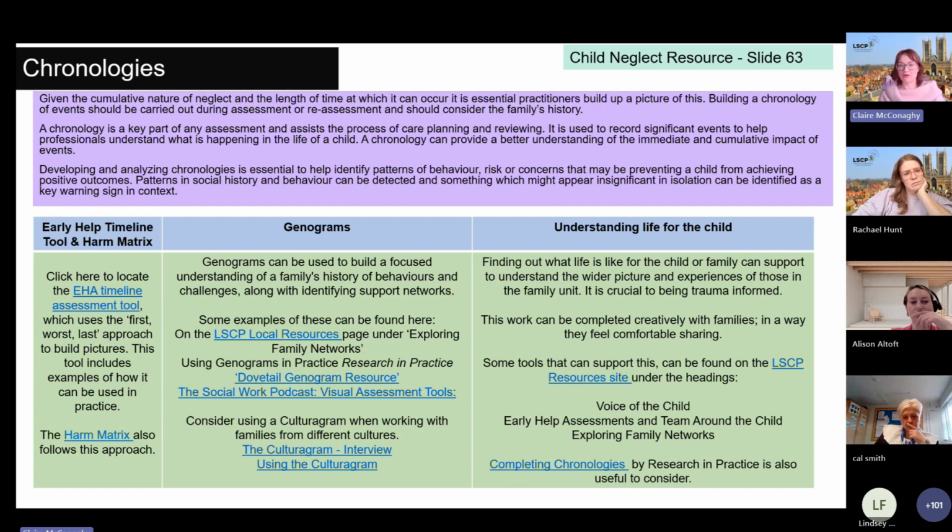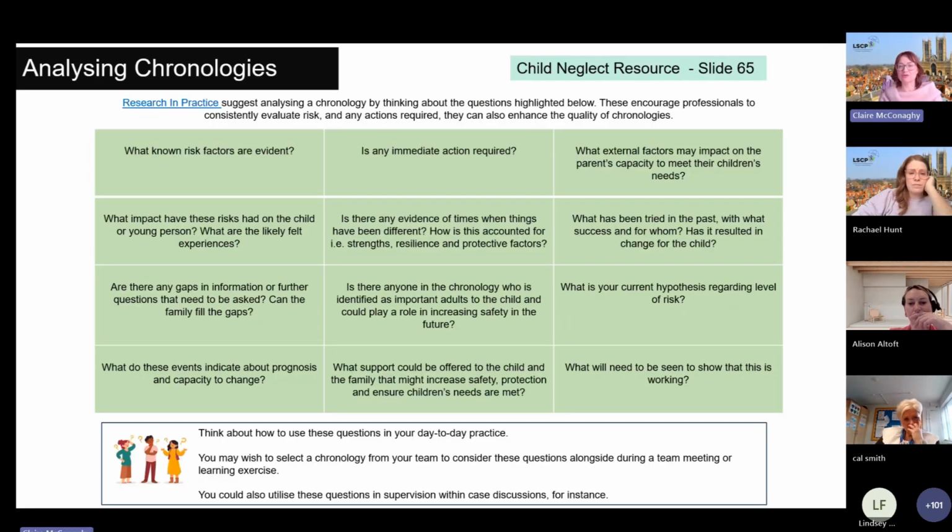I'll just share these. So this is slide 65. Again, this is using Research in Practice, and you can see our little symbol there for some reflective questions. This is one of the ones that would be in the resource document that we've sent out around directed tasks. You can use any one of these on the grid that Research in Practice have put together.